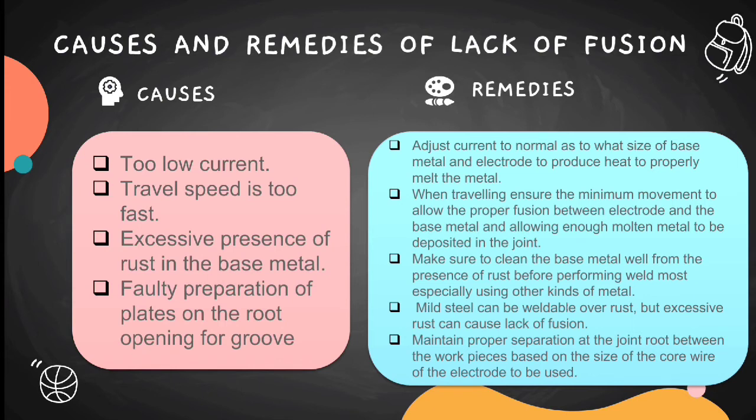Number 3, make sure to clean the base metal well from the presence of rust before performing weld, most especially when using other kinds of metal. Number 4, mild steel can be weldable over rust, but excessive rust can cause lack of fusion. And lastly, we have to maintain separation at the joint root between the workpieces based on the size of the core wire of the electrode to be used.